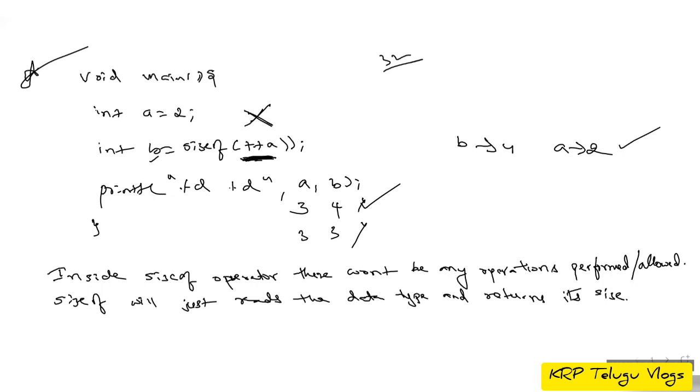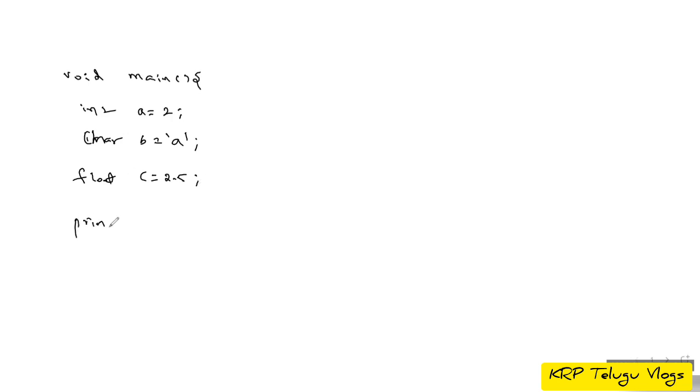Can I erase, guys? Okay. Before going to the next topic, I will ask this question. void main, int a is equal to 2; character b is equal to a; float c is equal to 2.5; printf percentage d, sizeof a, sizeof b, sizeof c.